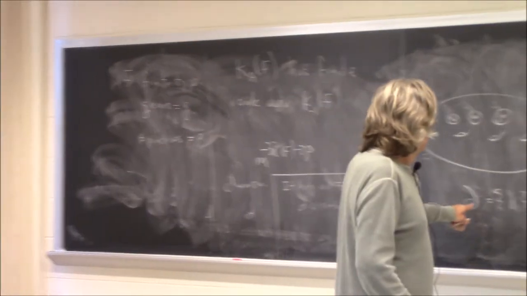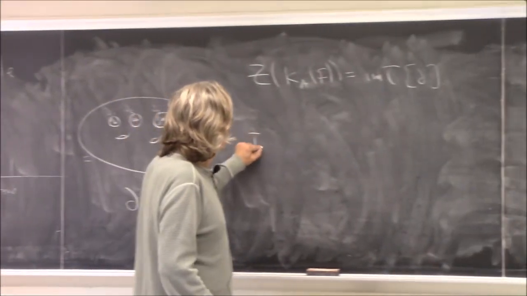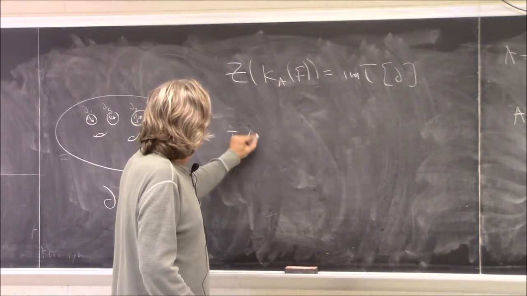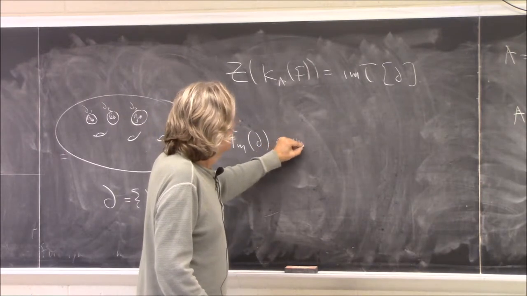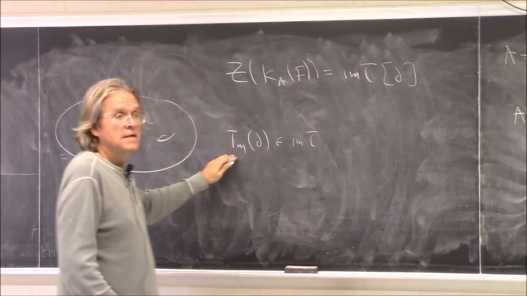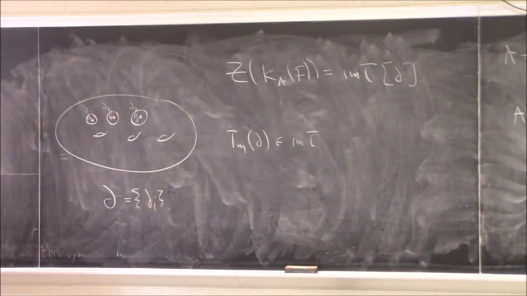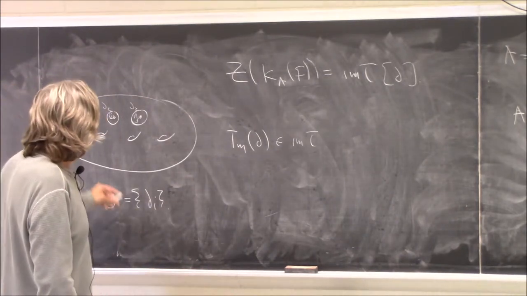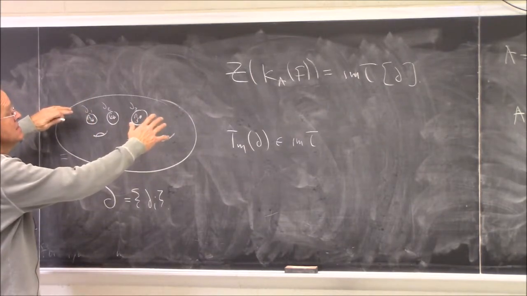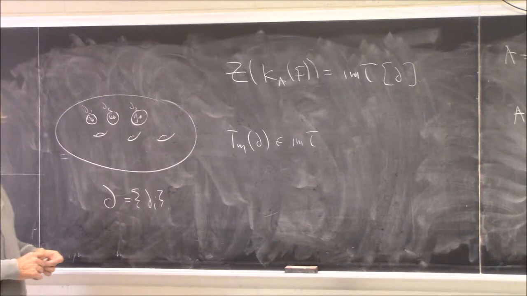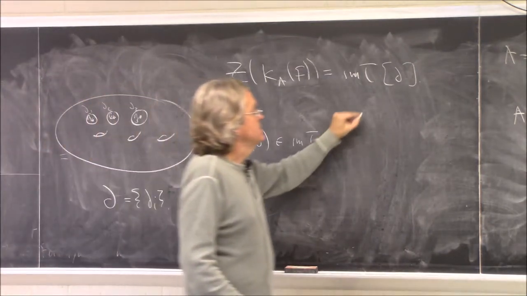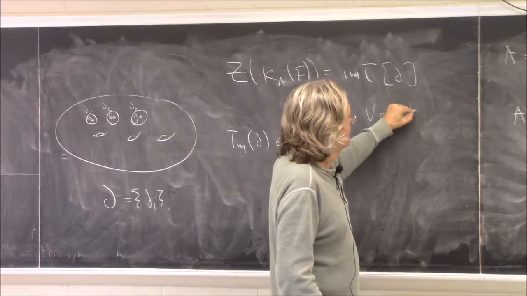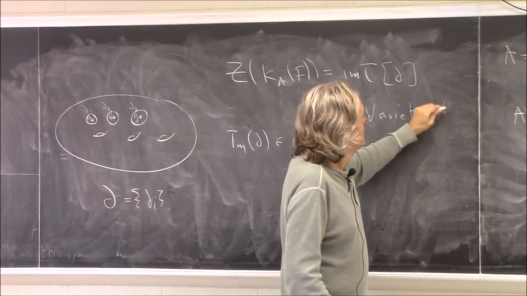Now, given one of these loops, I can take tau m of that loop, and that's an element of the image of tau. And this is a polynomial of degree m. And so what happens is the center is a finite extension of the characters. What you should imagine is that the variety corresponding to the center is a branched cover of the character variety of the surface.